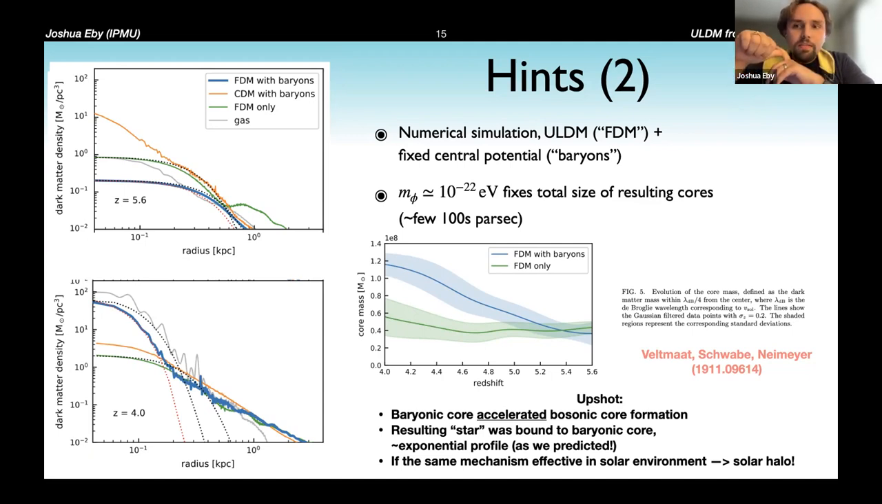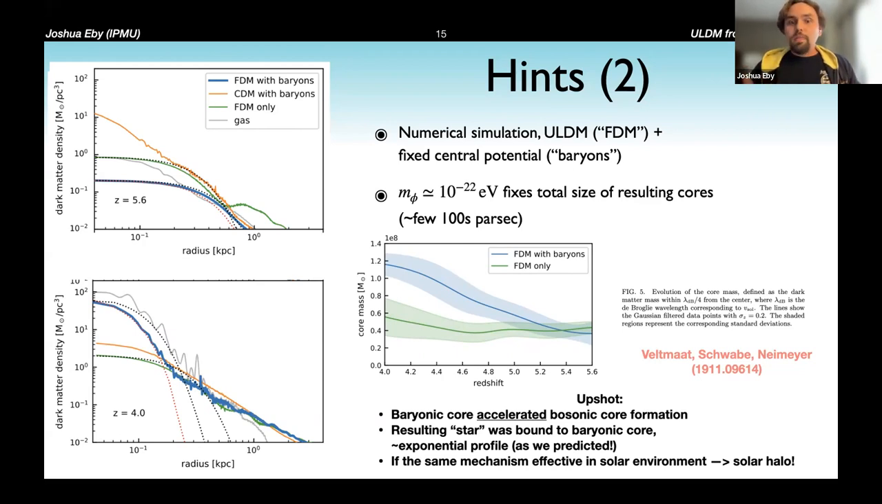A couple of things we take away from this. One is that the formation of this central core was still fast, even in the presence of a central potential. Two, the central density actually ended up higher when there was a central potential rather than just ultralight dark matter. And third, when they mapped the density function of this blue curve in the lower left panel, they found that it matched very well to an exponential profile, just like the kind of hydrogen atom ground state that I was describing at the level of the equation of motion.